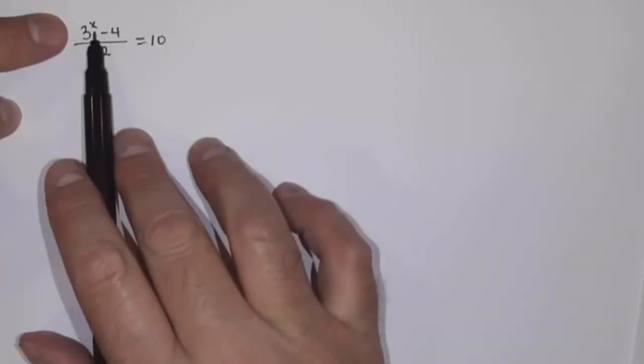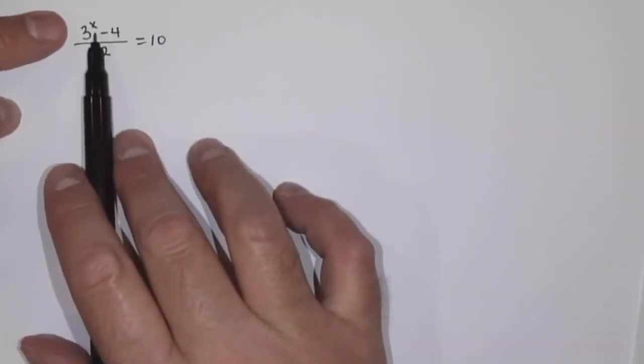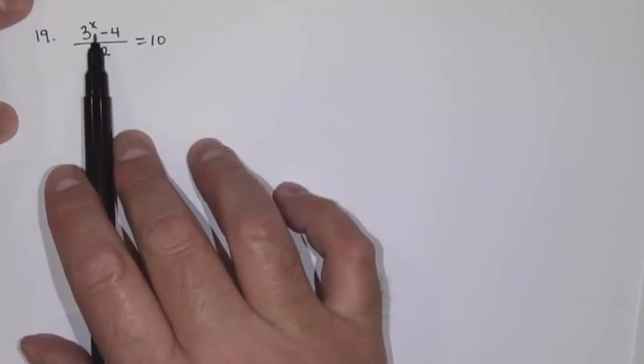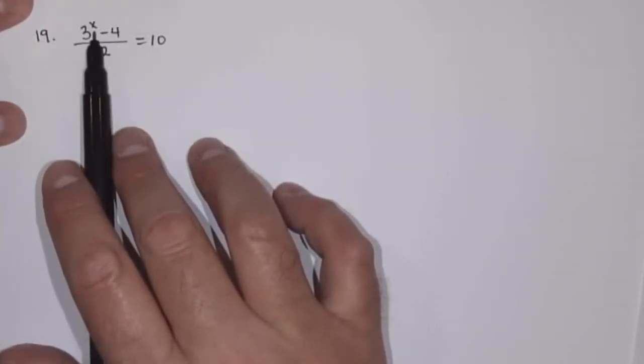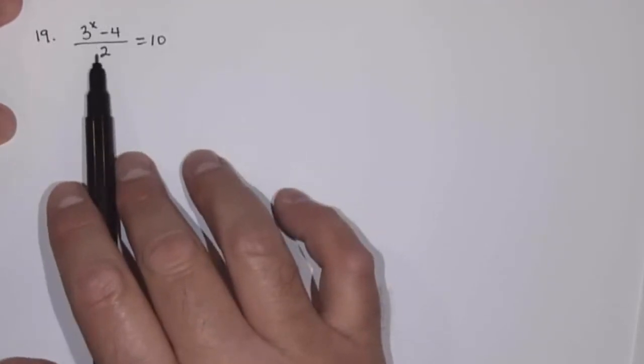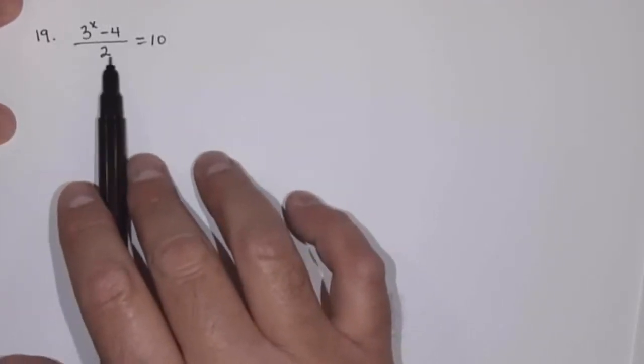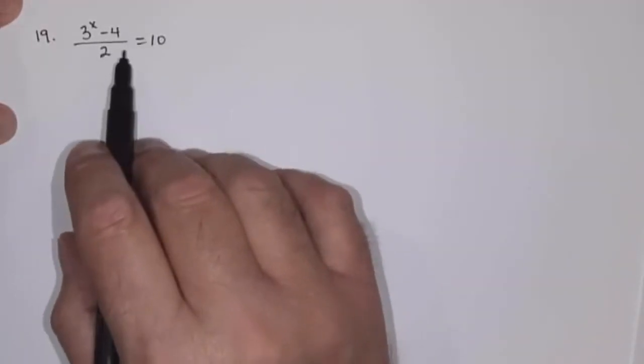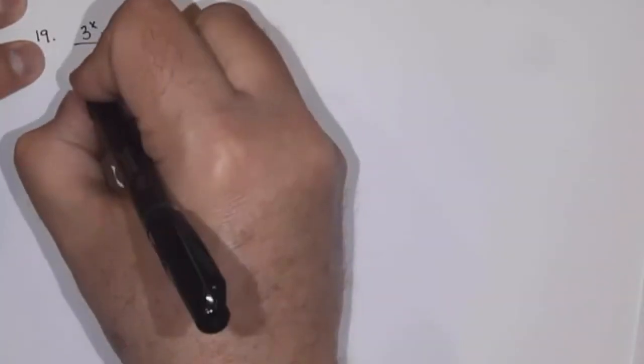Notice that x is an exponent, so the significance of this problem is that we're going to have to use logarithms to be able to solve it. But before we do that, we've got to get 3 to the x by itself on one side of the equals. So to do that, we're going to have to multiply both sides by 2.